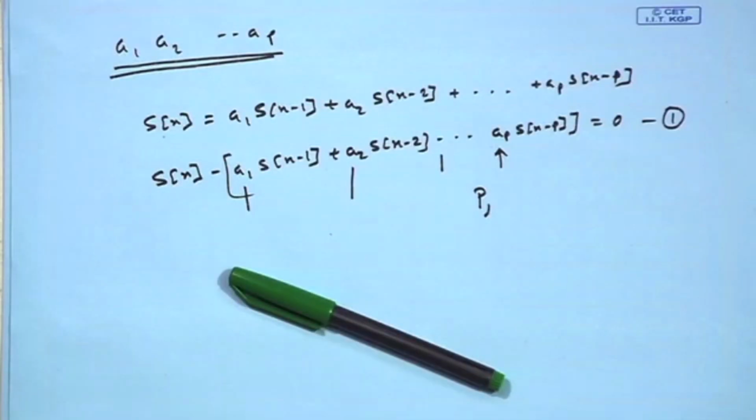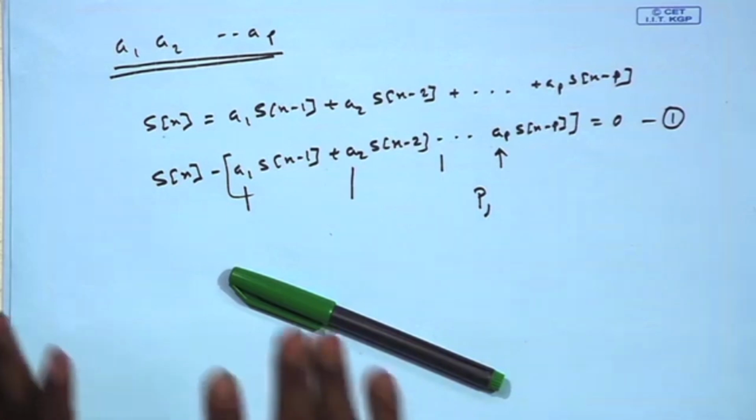So, for an infinite set of solutions, I have to find the optimum set of solutions, or I can say find the set of A1, A2, A3 up to AP values for which the error is 0. That means I am minimizing the error to predict the values of A1, A2, up to AP. That is why it is called linear prediction.